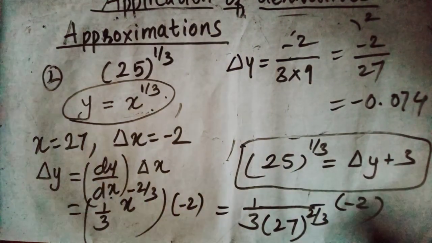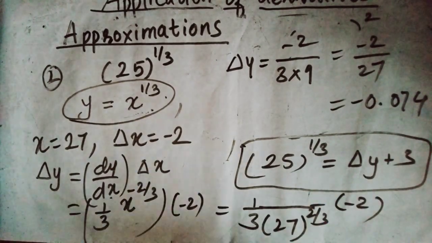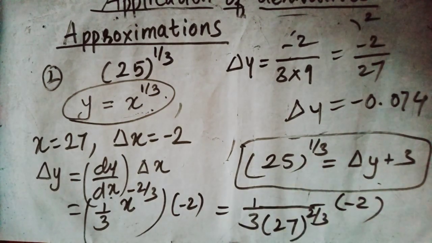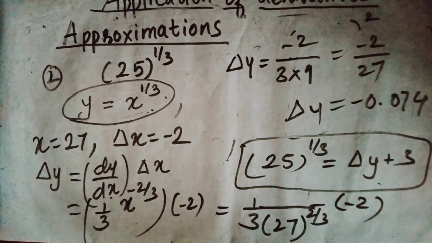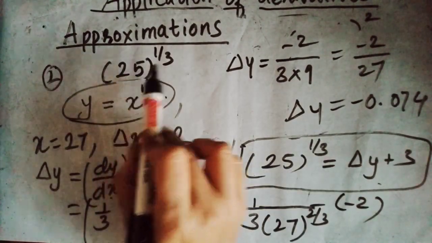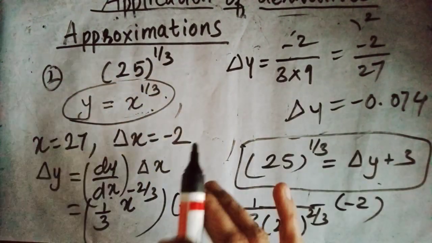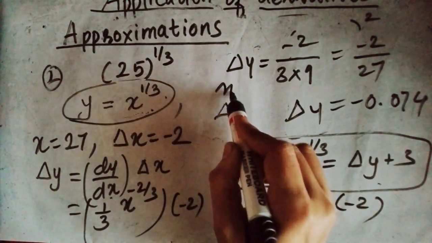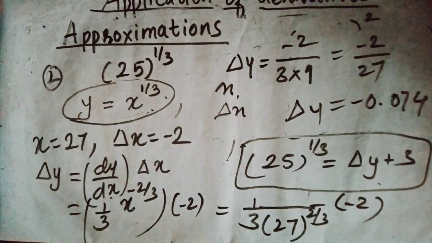By dividing you will get the value, and this becomes your delta y that you have to put here. So your final answer will be 3 minus 0.074, which is 2.926. So first you see 25 cube root doesn't exist, so close to 25 you have to take the number, that is 27. Then you will get the delta x and x. Then use those two equations and find the values of delta y.